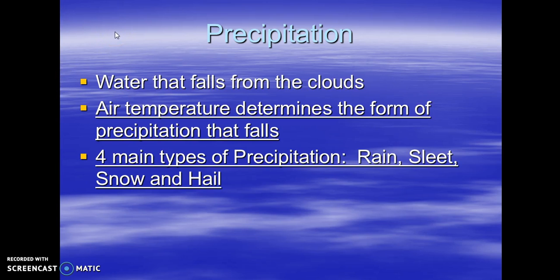All right, precipitation. So we know it falls from the sky. Air temperature determines which form. There are 4 types: rain, sleet, snow, and hail. We're going to look at each one of those. So go ahead and write what's underlined.